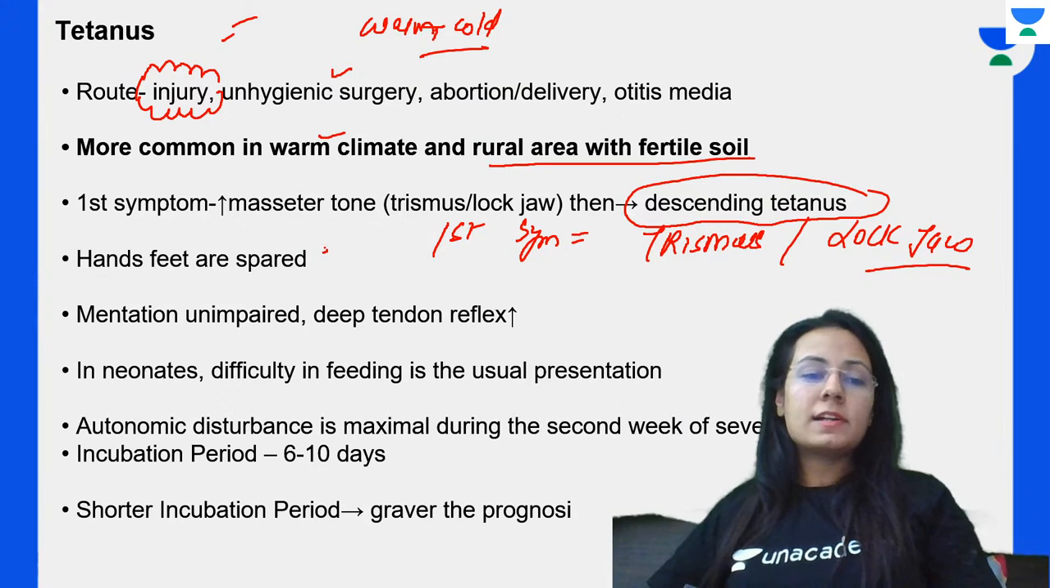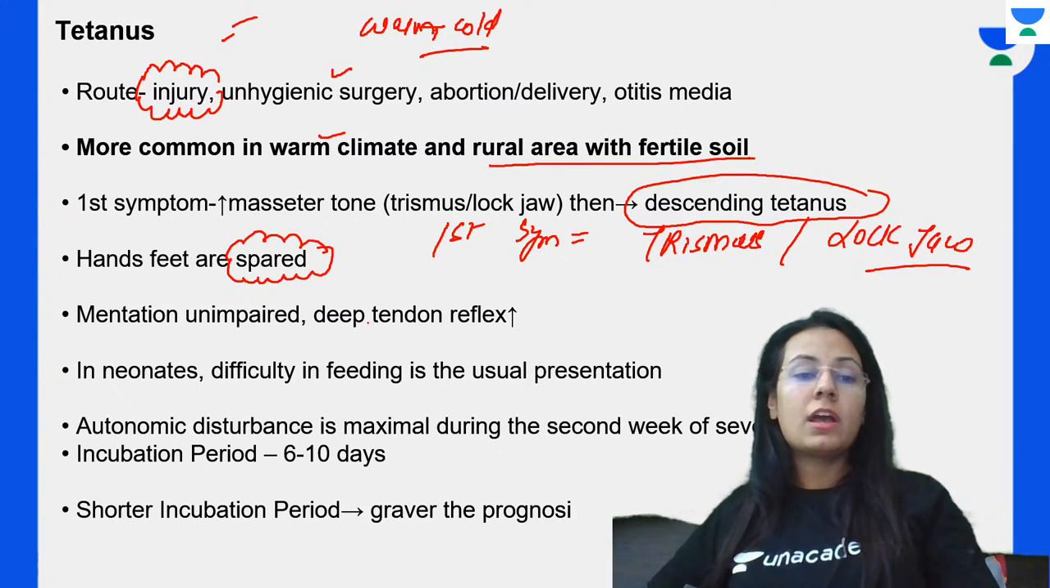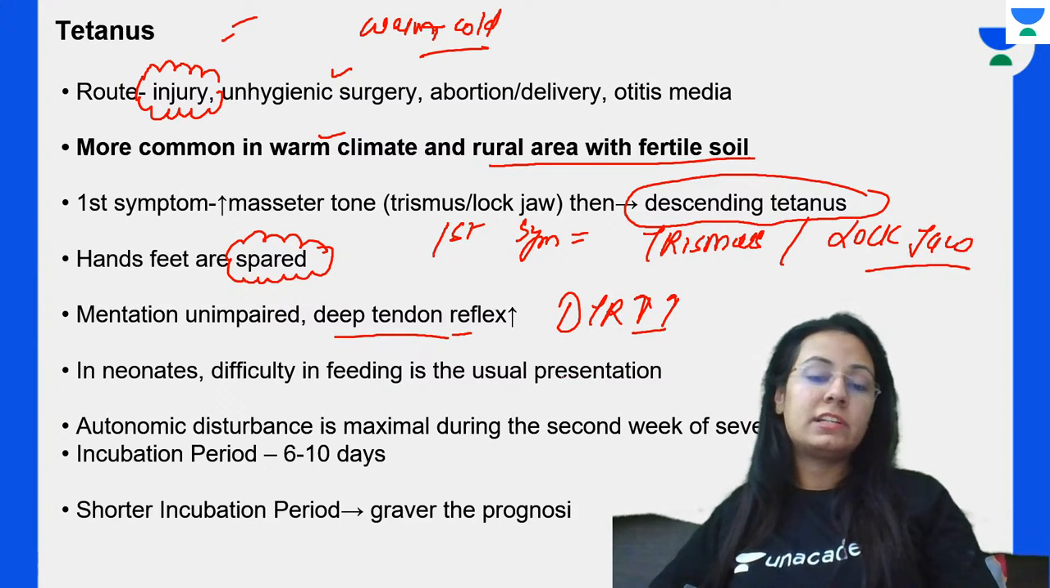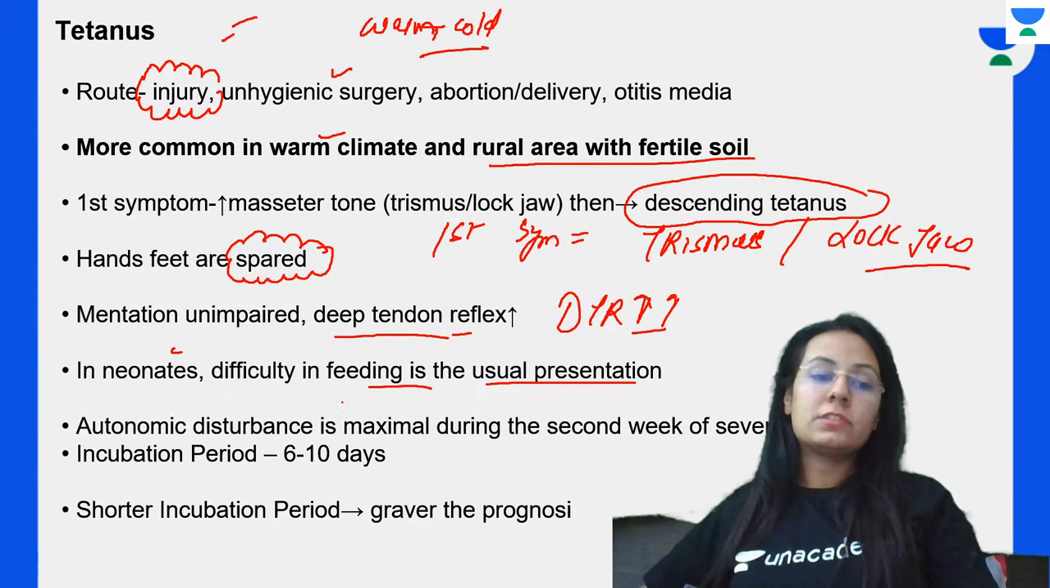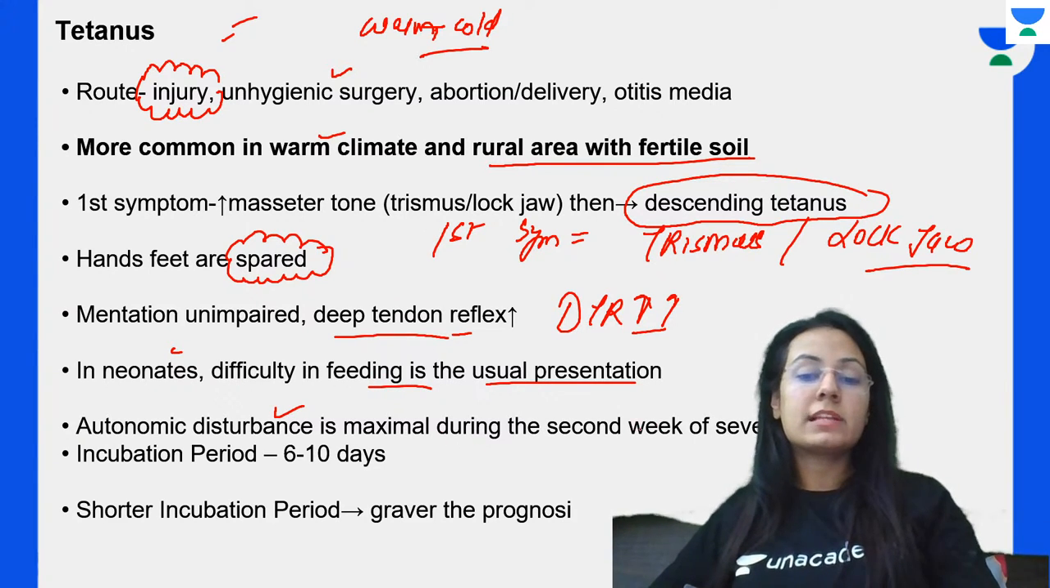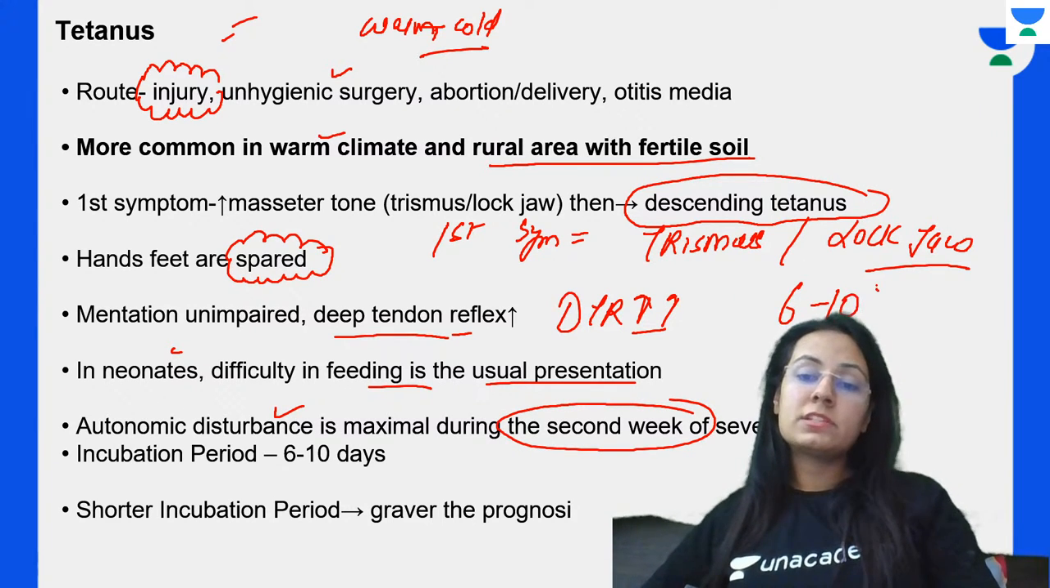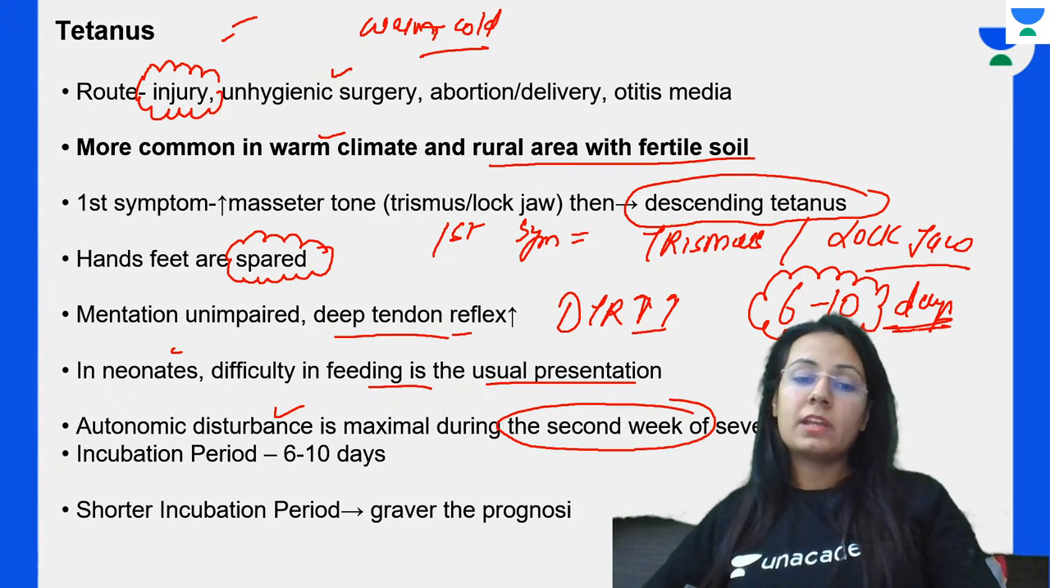Hand and feet are spared, and they maintain what? Deep tendon reflexes that are what? Exaggerated. In neonates, difficulty in feeding is the usual presentation, with autonomic disturbance maximum during the second week, and the incubation period is around 6 to 10 days.